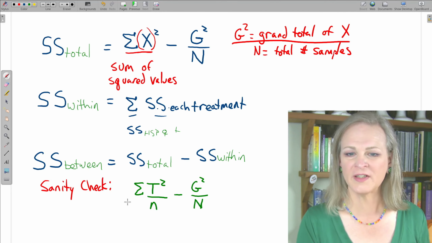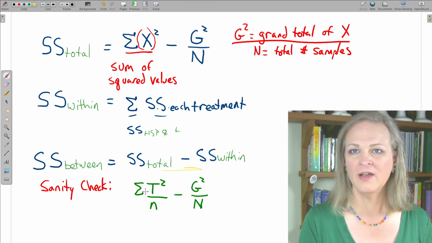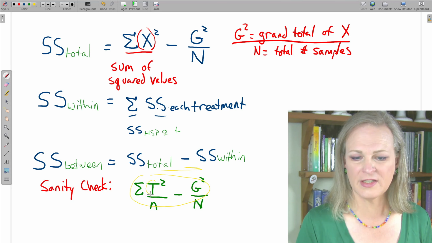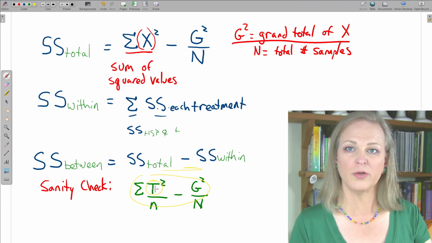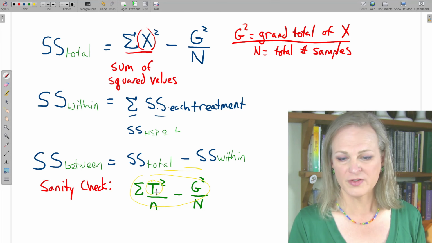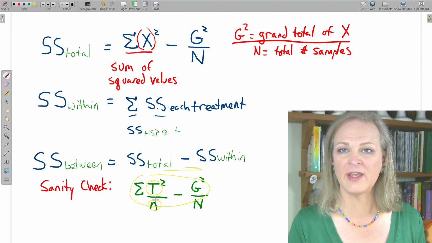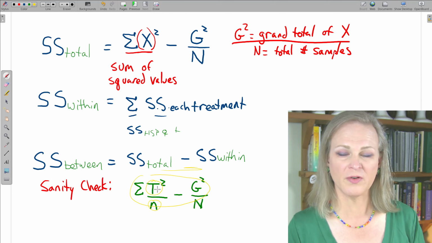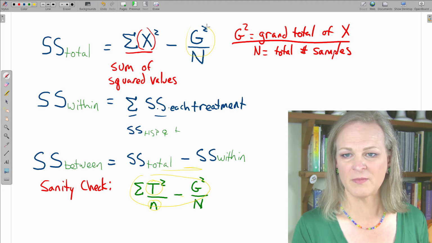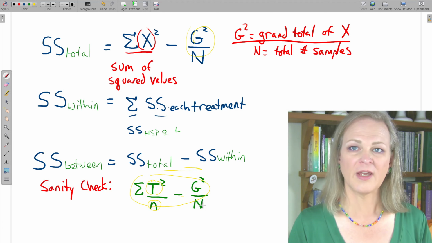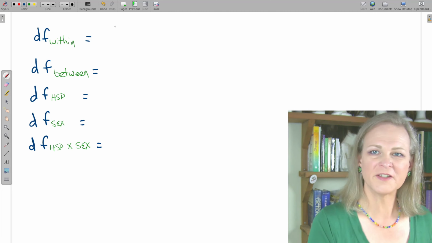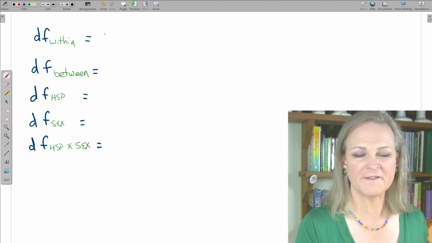Now, supposing you want a sanity check to make sure that this math works out okay, we can also arrive at the SS between with this formula here. The T is the total of scores for one of the treatments, of which we have 4. So that's the total squared divided by the n, the number of samples in that group. And then add all 4 of those up, and then subtract. And this is the same as this up here, the G squared over capital N. So that's the grand totals. Okay, so I know this is exhausting already, but these are the last things we have to calculate.